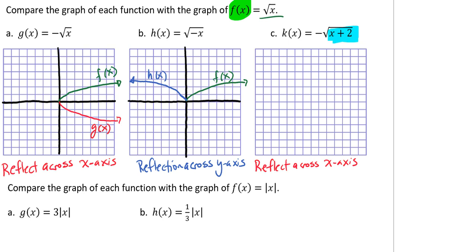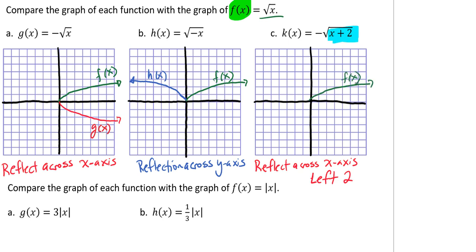So we're also going to move left 2. So we know what our parent function should look like, so we can graph that already. That's not going to change. Our f of x is not going to change.